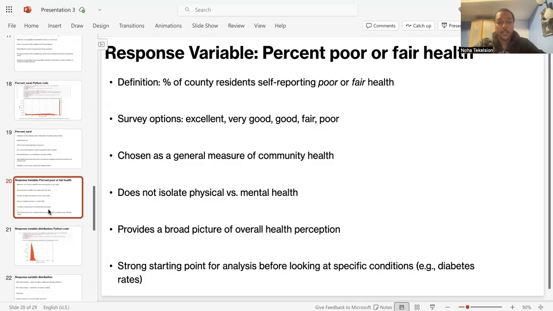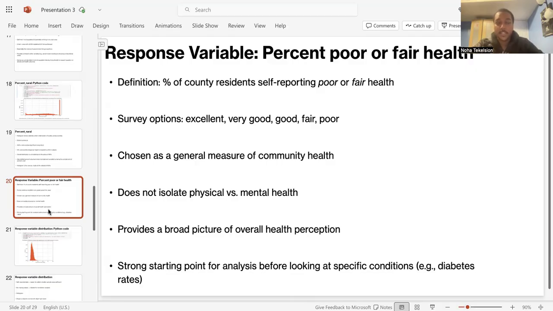I was speaking about it, and I was saying that it's a measure of the percentage of residents within a county that self-reported poor or fair health when asked in a survey, where the possible responses were excellent, very good, good, fair, or poor. So fair or poor are the bottom two. If you say fair or poor, it's bad. You're not sure of your health. All right, so I feel that this is a good variable to start with when trying to measure community health because it's very general.